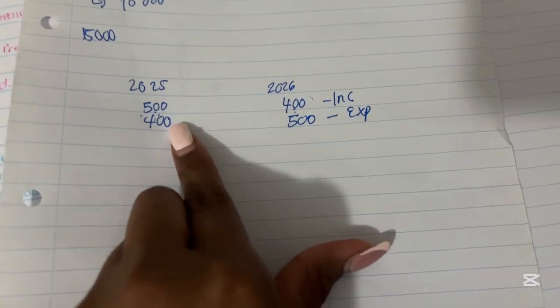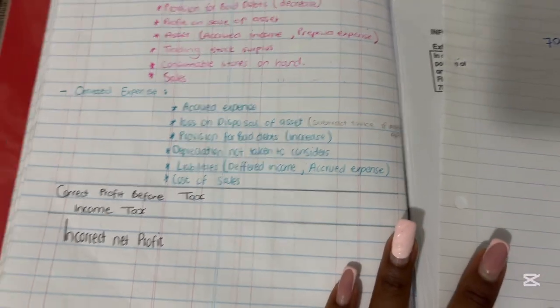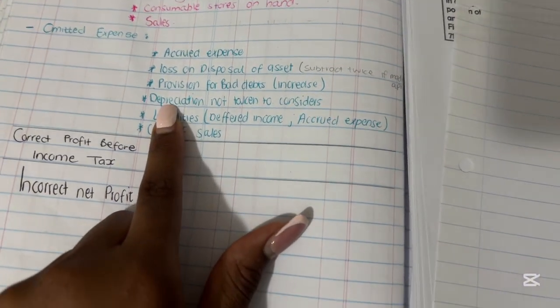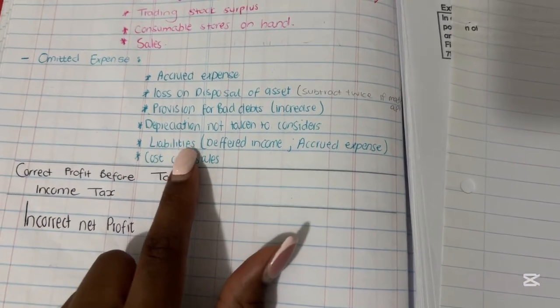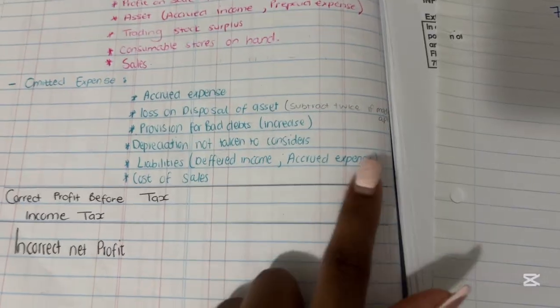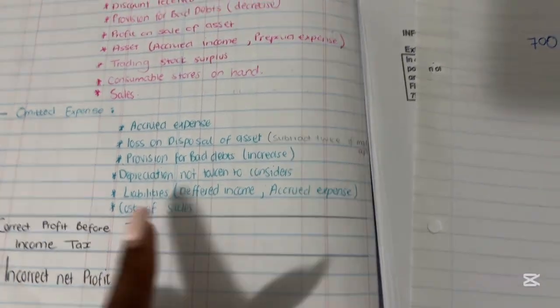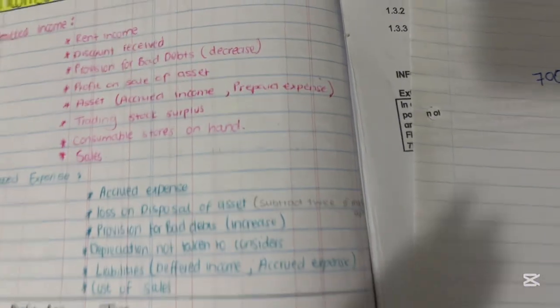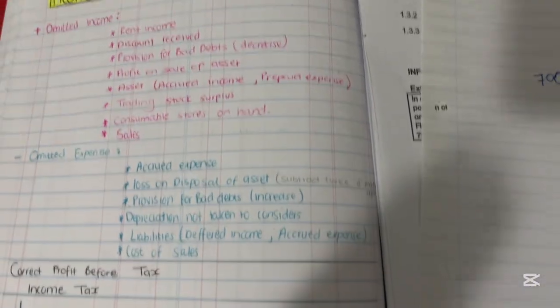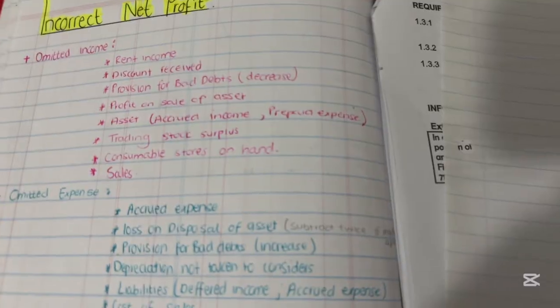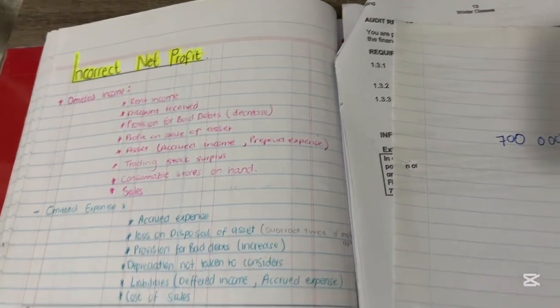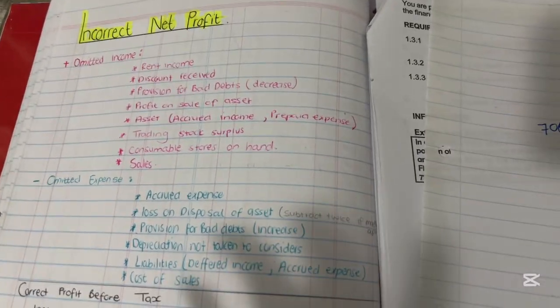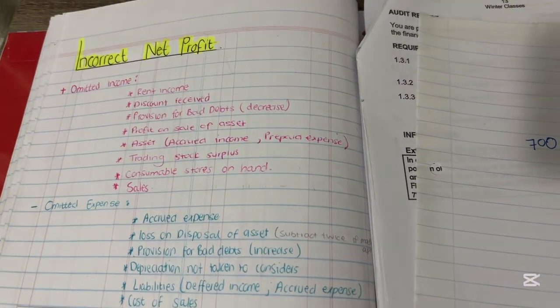So to just clarify again, it would be this one, the 400 and the 500 being the expense, right? And then we would have your depreciation that has not been considered, and then liabilities being your deferred income, your accrued expenses, and your cost of sales. It's very important that you understand that the majority of the time in matric, they're going to provide you with an incorrect net profit and you're going to have to correct it. So there is no time in 2 hours for you to actually draft a full income statement from scratch.